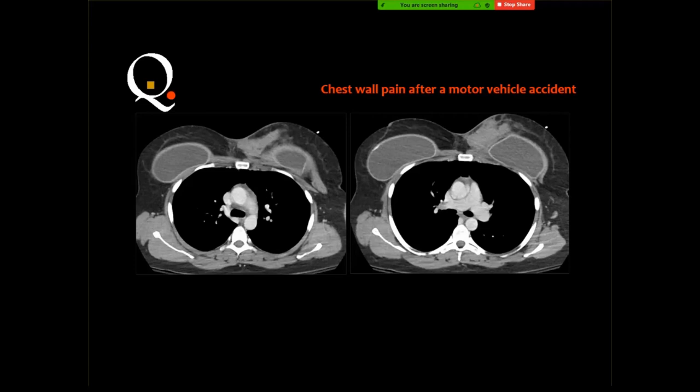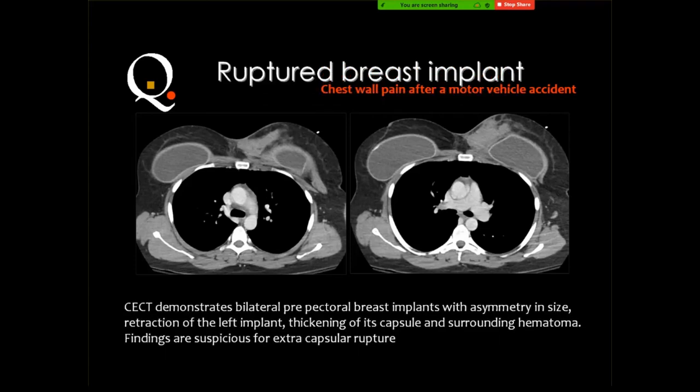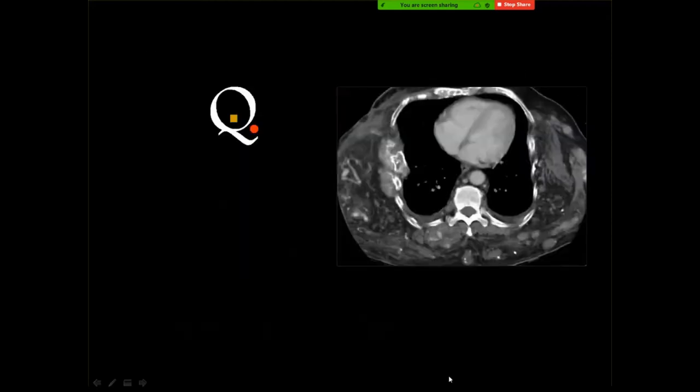Rupture of breast implant. Yes, very good. Yes, the left breast implant has ruptured because of the trauma, and you see the reaction in the subcutaneous tissue and the small and deformed size of the implant.